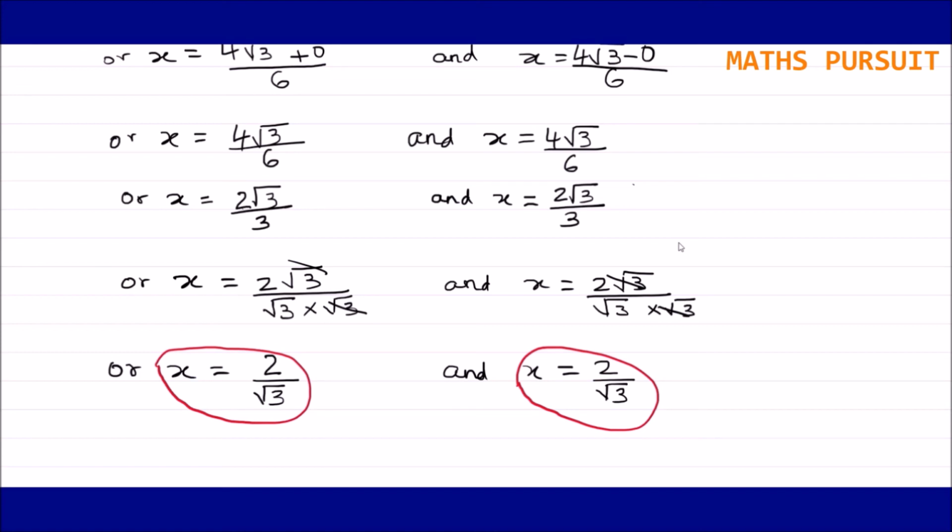As we already got the nature of the root, b square minus 4ac is equal to 0. So we took a conclusion that when b square minus 4ac is equal to 0, we will get two similar roots of x. For that reason, we got similar values of x, like x is equal to 2 upon root 3 and the other one also x is equal to 2 upon root 3. Hope guys you understood this calculation or this process. This is very simple and straightforward.